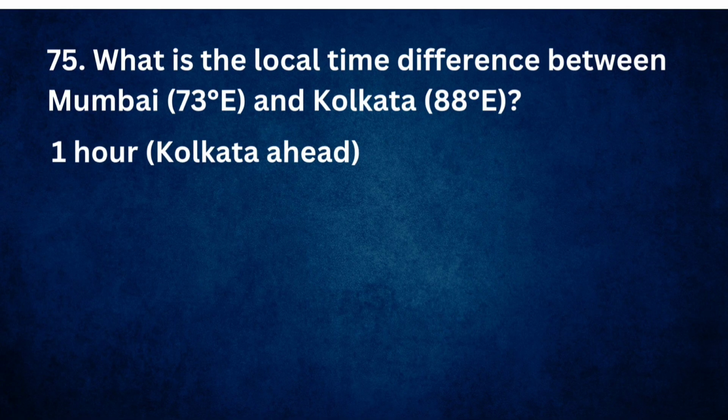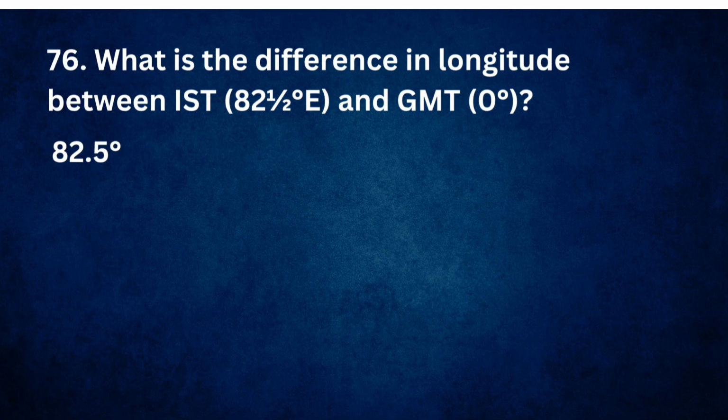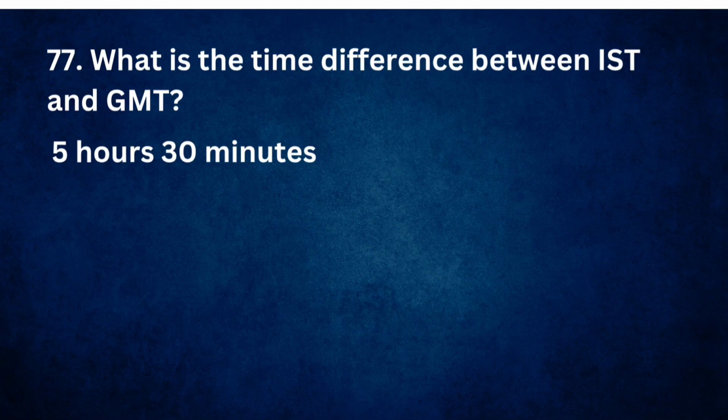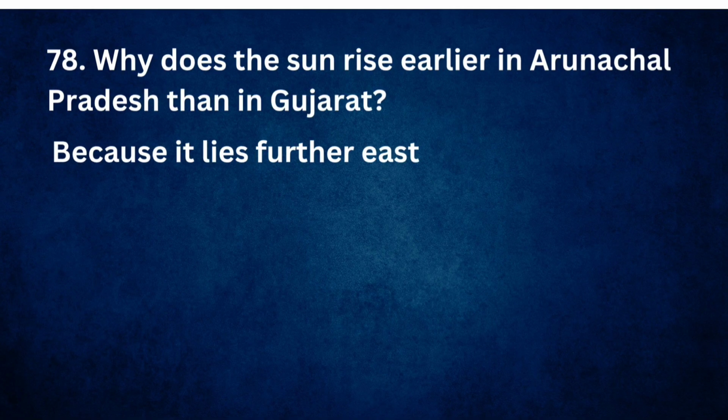What is the local time difference between Mumbai, 73 degrees east, and Kolkata, 88 degrees east? 1 hour. Kolkata ahead. What is the difference in longitude between IST, 82.5 degrees east, and GMT, 0 degrees? 82.5 degrees. What is the time difference between IST and GMT? 5 hours 30 minutes. Why does the sun rise earlier in Arunachal Pradesh than in Gujarat? Because it lies further east.